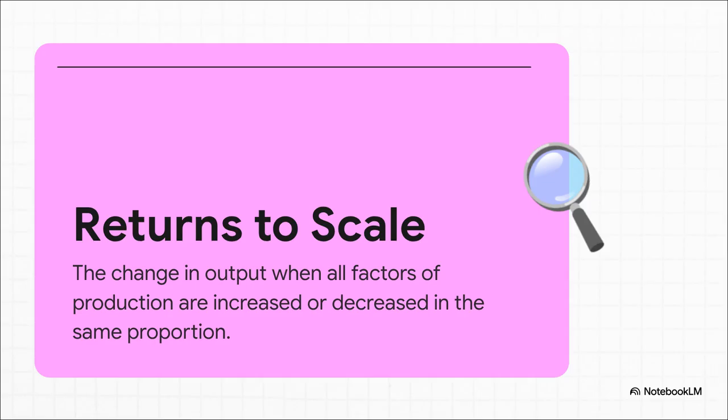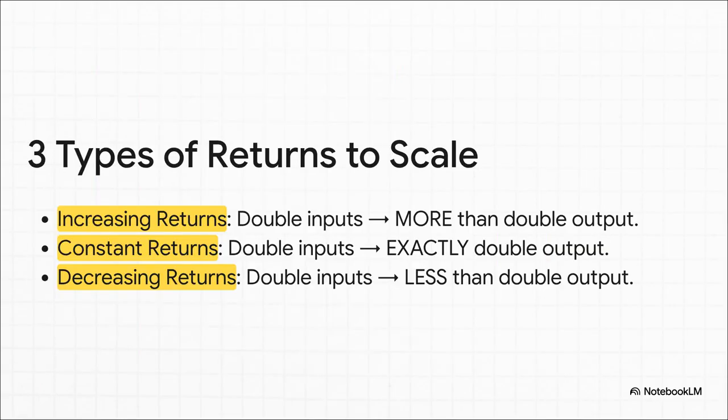If I double all of my inputs across the board, do I get exactly double the output? As it turns out, the answer isn't always so simple. And there are basically 3 ways this can play out. You could get increasing returns to scale, you double your inputs, and you get more than double the output because of new efficiencies. Awesome. You might get constant returns, double in, double out, perfectly proportional. Or, if a company gets too big, too bureaucratic, it can hit decreasing returns to scale, where doubling all your inputs actually gives you less than double the output.